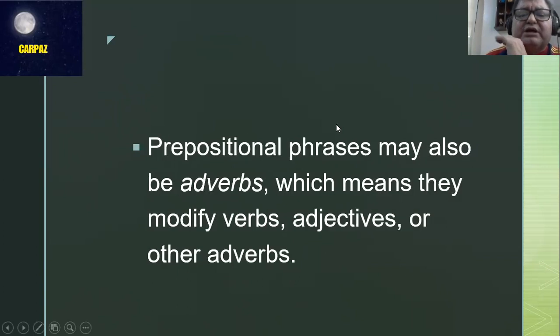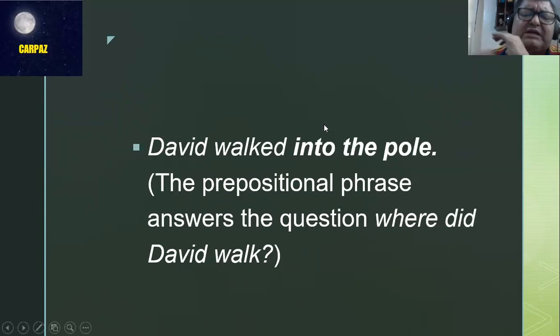So it's very clear. Prepositional phrases can also work as adverbs, meaning that they can modify verbs, adjectives, or any other adverb. Let's see the example. David walked into the pool. The prepositional phrase answers the question, where did David walk? Well, obviously, into the pool. And as you can see, by law of proximity, it is close, next to, walked.